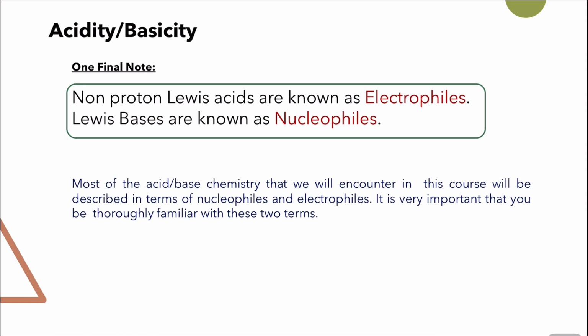The final thing you need to remember about acidity and basicity is the non-proton Lewis acid, because we also said that there is the Lewis definition of acids and bases. The Lewis acids are known as electrophiles, and the Lewis bases are called nucleophiles. Electrophile, from the name, phile means lover, so an electrophile is a species that loves electrons. They have the ability to accept electrons, so they act as electron acceptors. This is why they are called electrophiles.